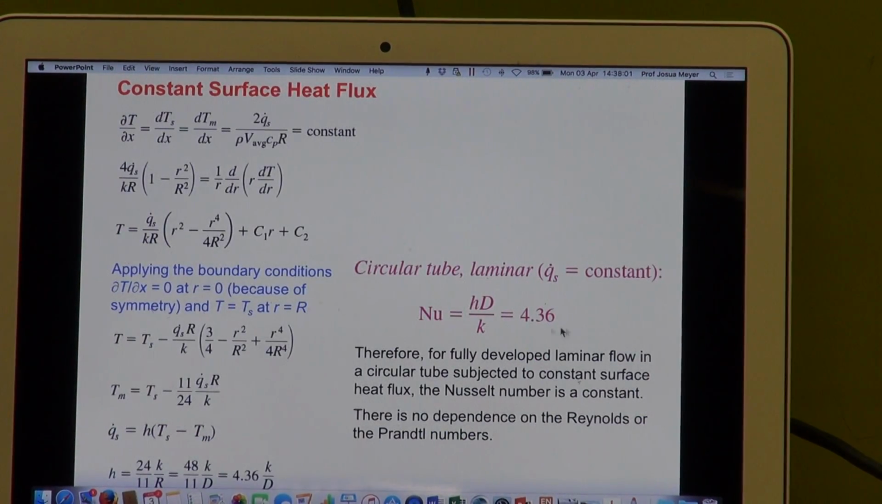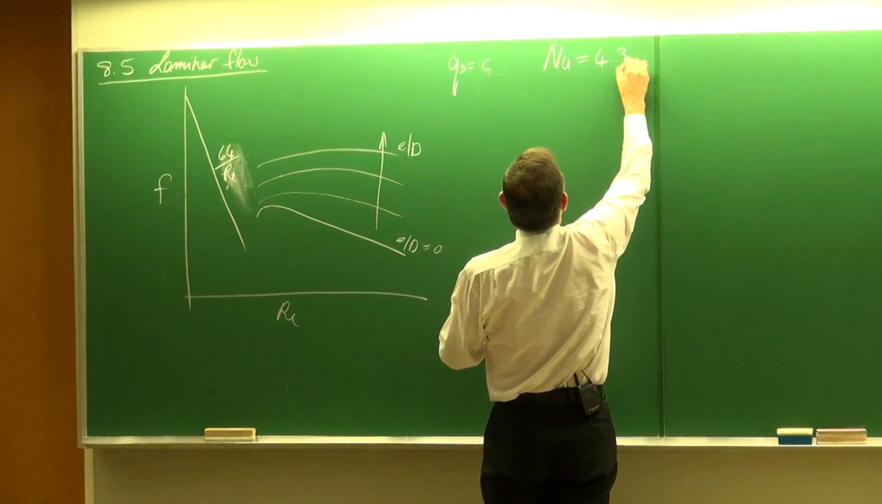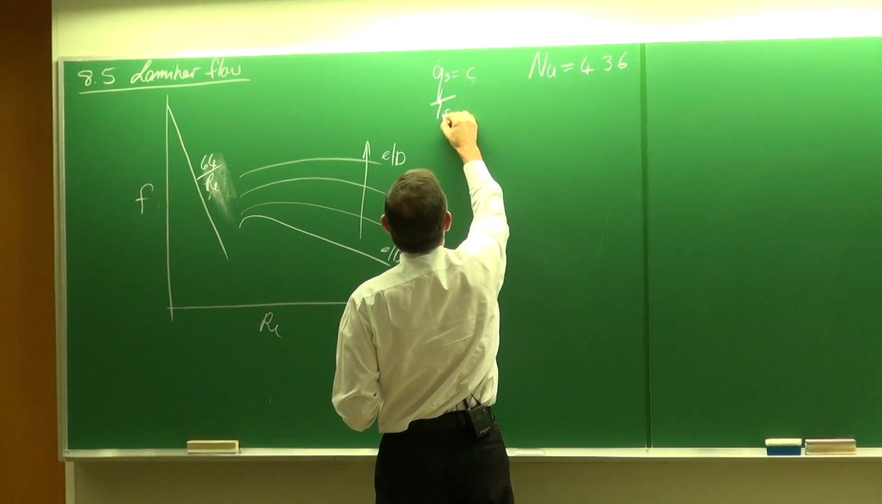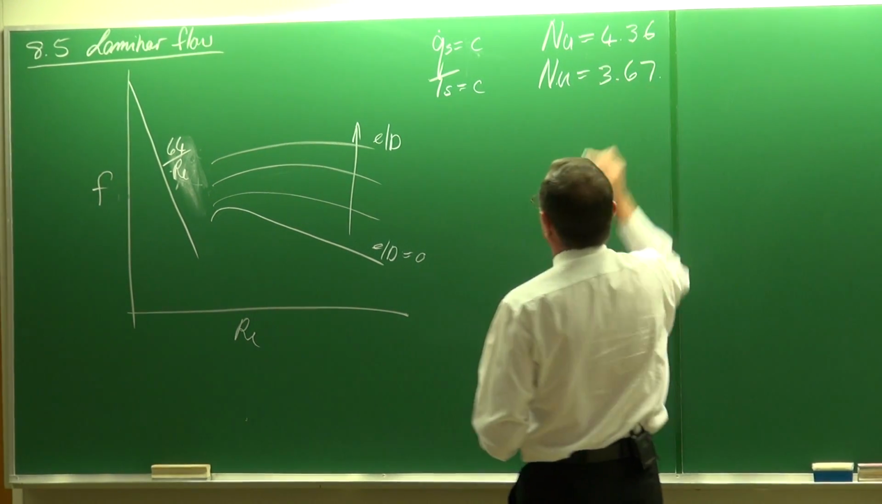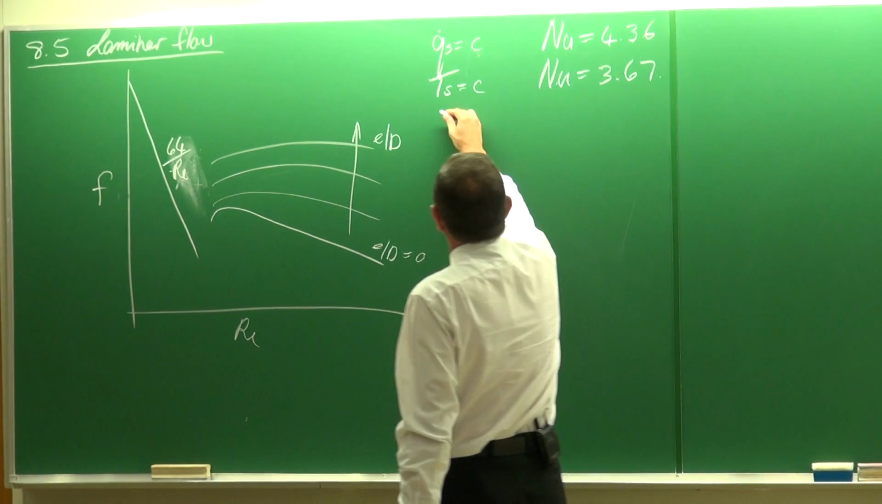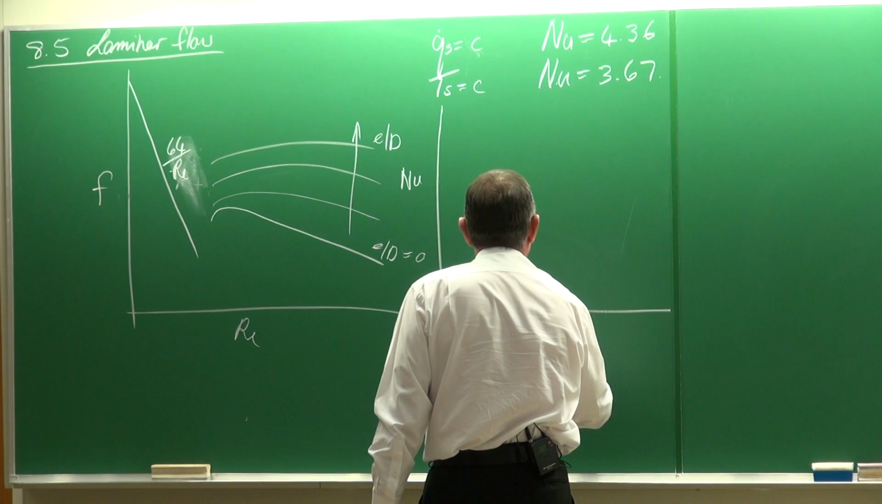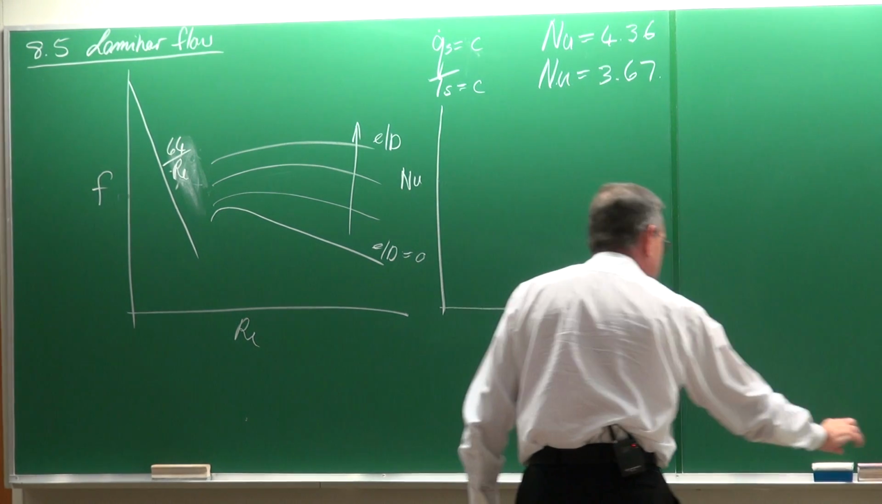And what can be done now is that for the case of a constant heat flux, so the heat flux is equal to a constant, it can be derived that the Nusselt number is equal to 4.36. And for the case where the surface temperature is constant, the Nusselt number is equal to 3.67. However, what is very important to realize is what I've shown you previously of the Nusselt number as a function of Reynolds number, or even as a function of x divided by d.